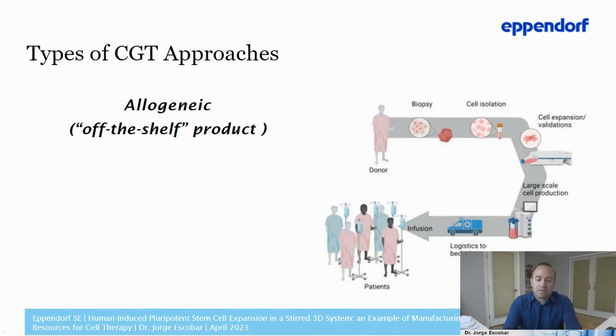So this is the case of the allogeneic approach, where cells from a healthy donor are collected, expanded, and used for many patients. From the manufacturing point of view, the goal is to develop a scale-up model capable of producing affordable batches for 100 patients. And I want to say that this is a truly off-the-shelf product.